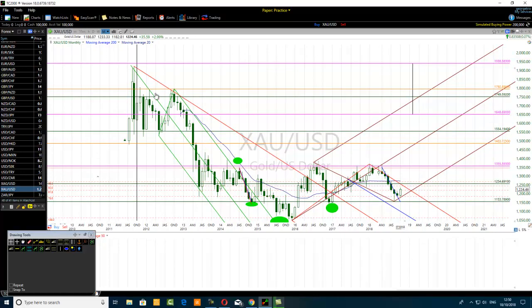US dollar. Again, look at this Pitchfork tool. Can you see the green Pitchfork tool? Look what the price did here again, along the Pitchfork tool, and then touched it here. Can you see that? It touched it here.